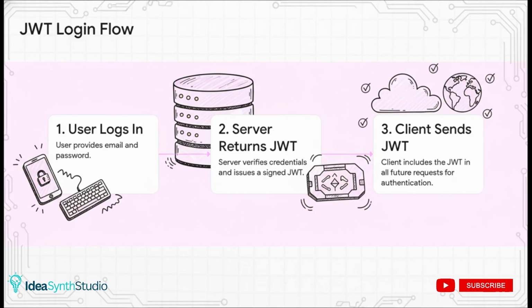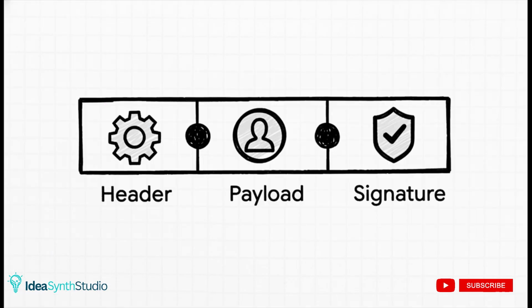Step 1. You log into your favorite app with your email and password, just like always. Step 2, the server says, yep, that's them, and hands you back your own personal signed JWT. And step 3, from now on, your app just shows that JWT every single time it talks to the server. It's your passport, proving who you are without you ever having to send your password again. And if we could crack one of these tokens open, you'd see it has 3 distinct parts, all separated by a dot. You've got the header, which just says what kind of encryption was used. Then you have the payload, which has the actual info, like your user ID.